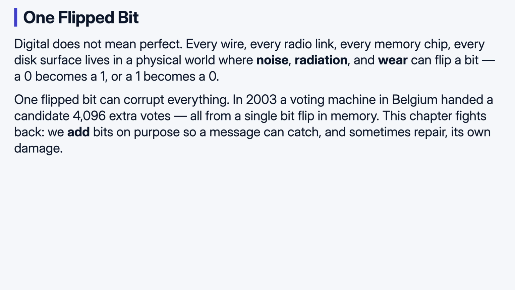In 2003, a voting machine in Belgium gave a candidate 4,096 extra votes, all from a single flipped bit in memory. This chapter is about fighting back. We add extra bits on purpose, so a message can catch its own errors and sometimes even repair them.